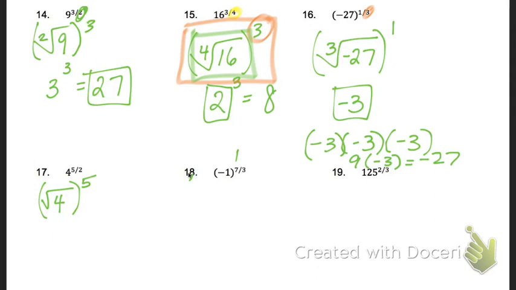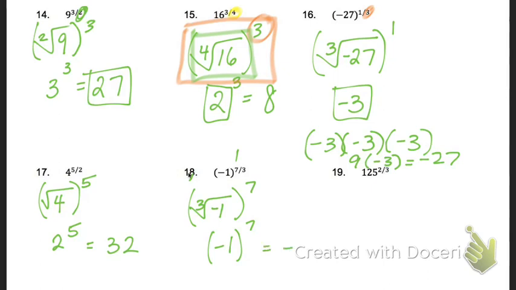So try number 17. I'm going to rewrite this as the square root of 4. So square root of 4 is 2. 2 to the fifth power is good. Next one, cube root of negative 1 raised to the seventh power. So cube root of negative 1 is positive or negative 1? Negative 1 because it's odd. Negative 1 to the seventh power is negative 1. Good.